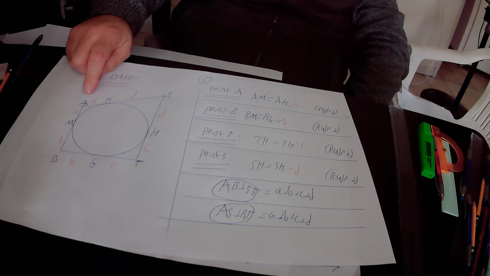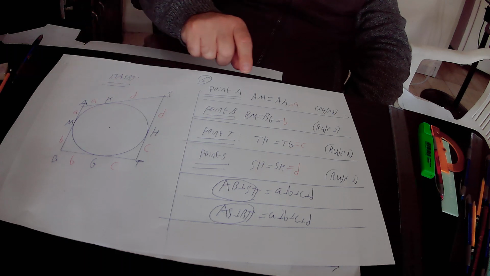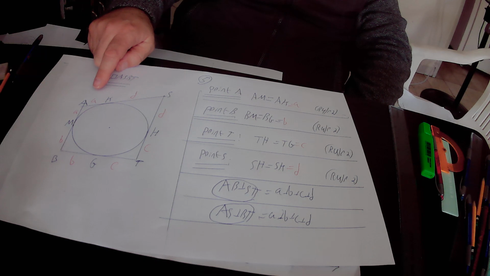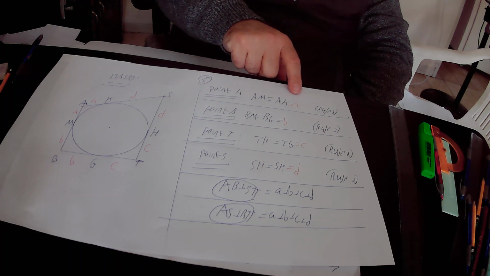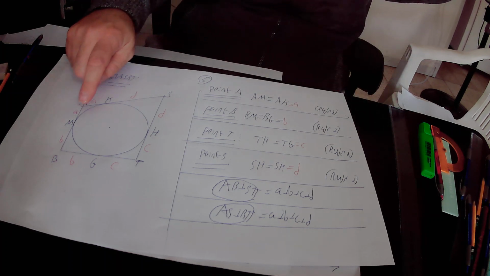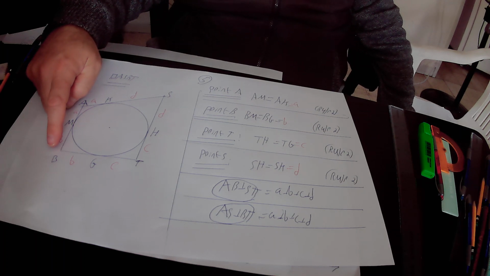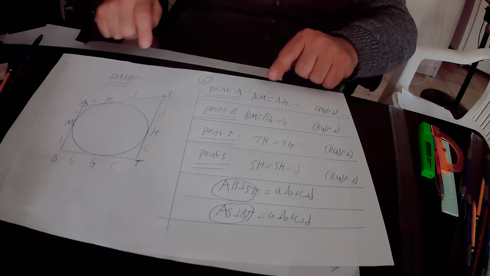If we focus on the common standpoint point A, we have two tangents to this circle, tangent AK and tangent AM. And according to rule 2, they are equal to each other. That is to say, AM equals AK. So if we define the length of side AK as A, then AM must also be equal to A. So in conclusion, we found out that AM equals AK equals A. Then we focus on the common standpoint point B. On the common standpoint point B, we have two tangents to this circle, tangent BM and tangent BG. And according to rule 2, they are equal to each other. That is to say, BM equals BG.